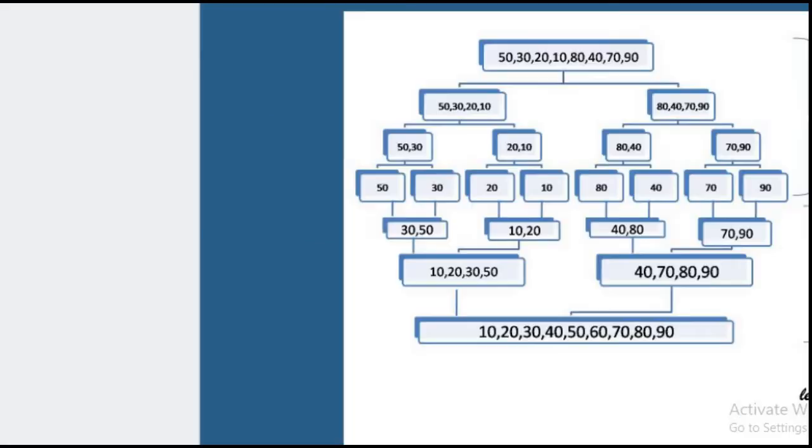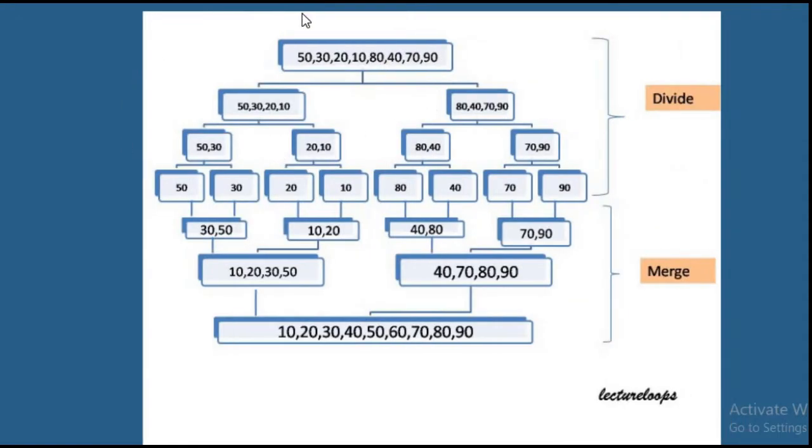How does this happen? Let's see with an example. Suppose this is our unsorted list, and we will divide this list from the middle. This is the middle part, and from here we divide the list into two parts: 4 elements here and 4 elements here. Still they are unsorted. After that, again we divide each list into two parts: 50-30, 20-10, 80-40 and 70-90, like this.